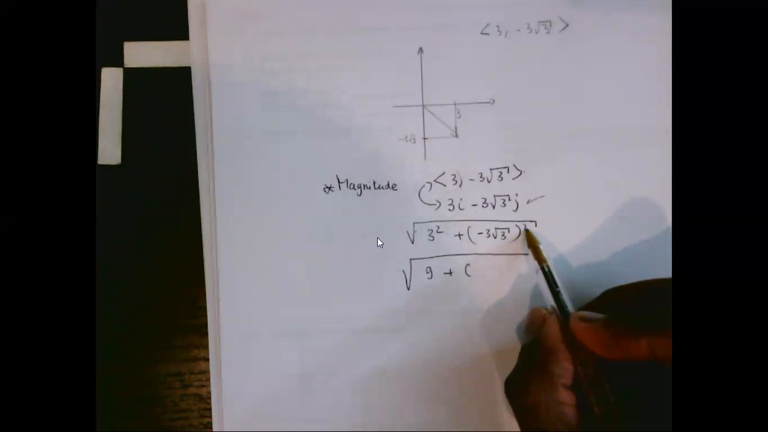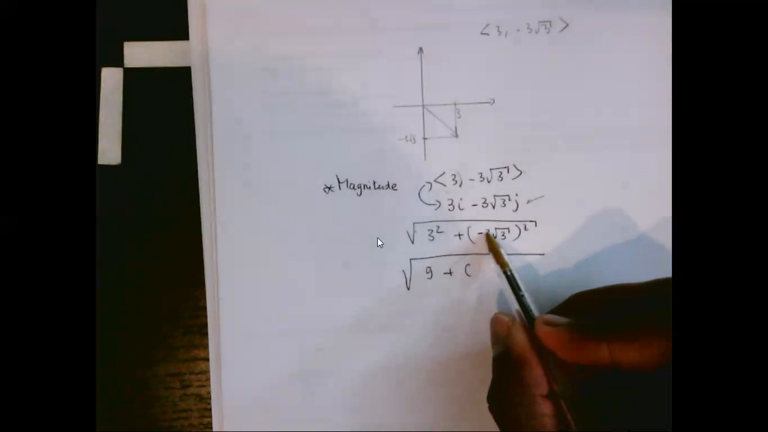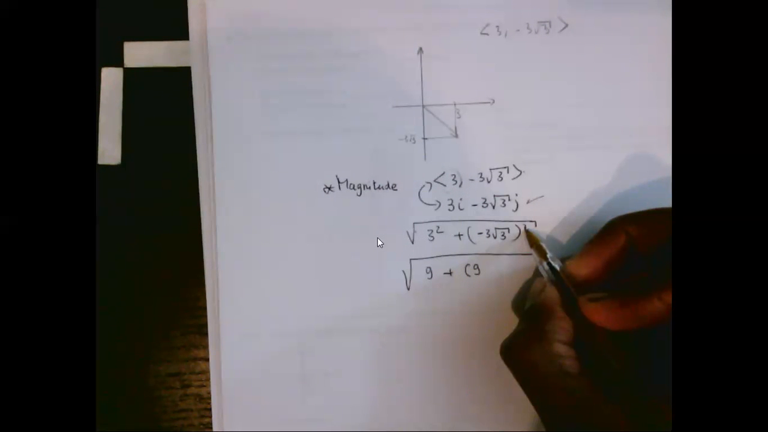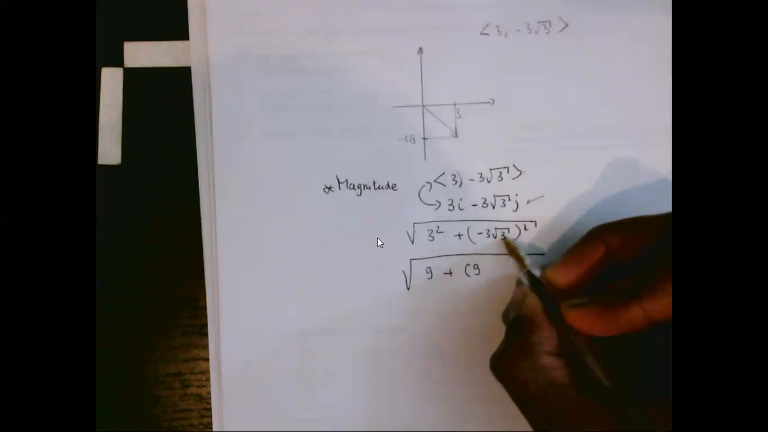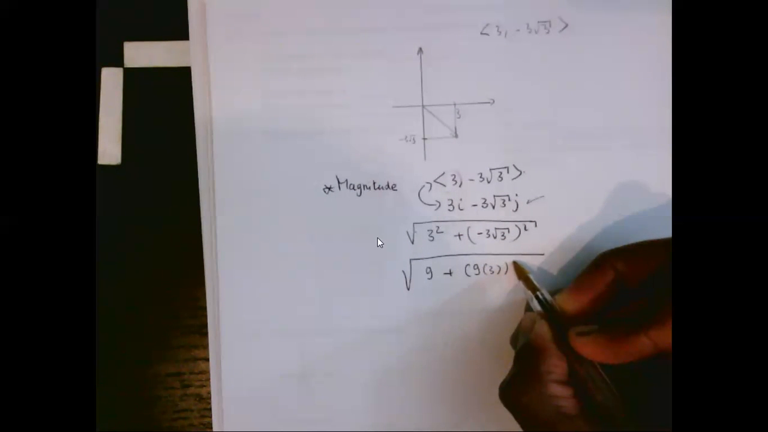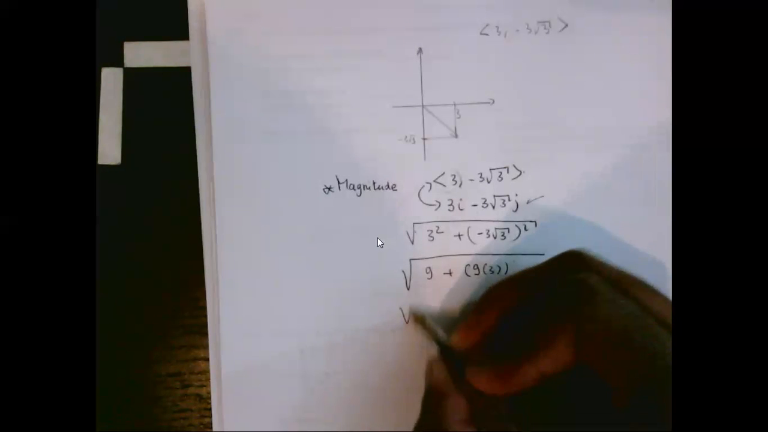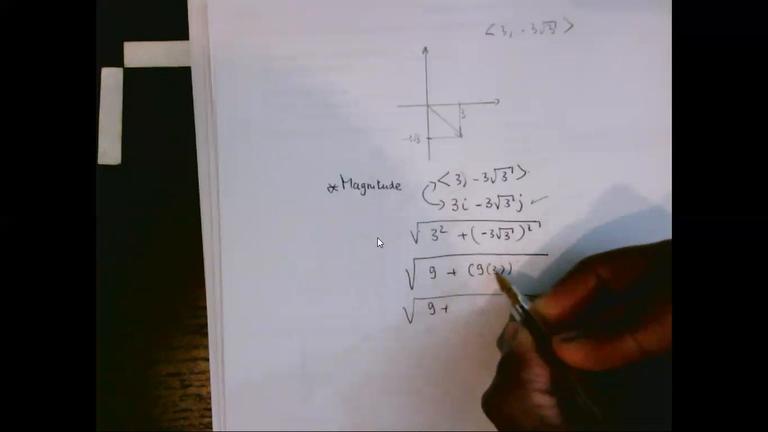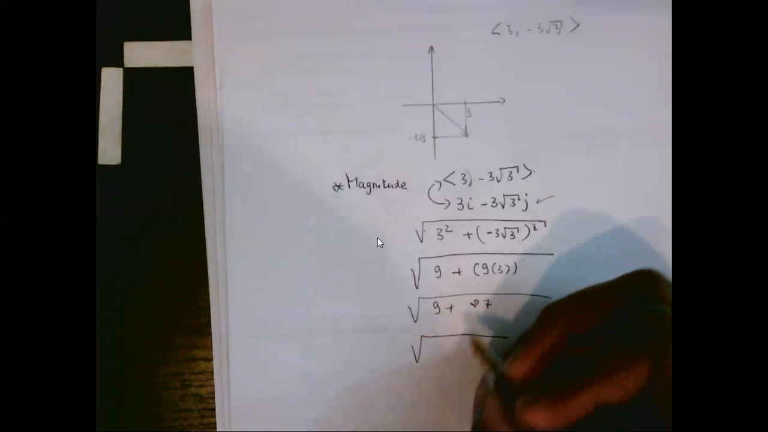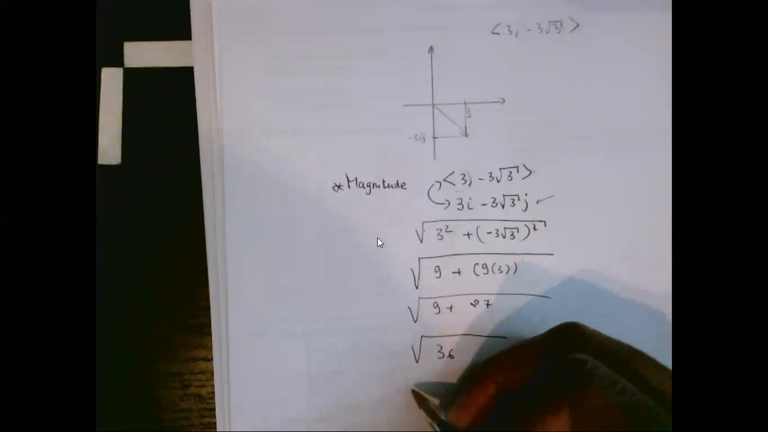So I distribute the square here. Negative 3 squared becomes 9, and I square the square root of 3, which becomes just 3, and this is what I get. So 9 plus 9 times 3 is 27. And when I add them up, it's square root of 36, and that is equal to 6. So the magnitude is 6.